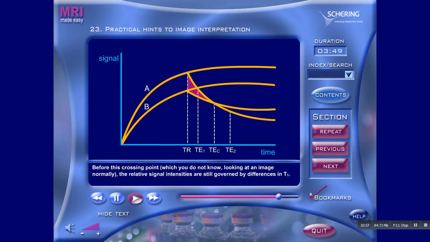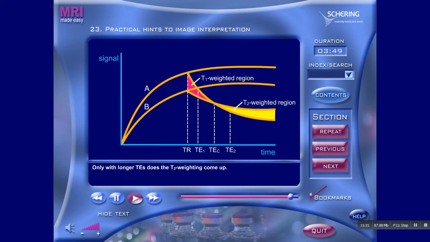Before this crossing point, which you do not know looking at an image normally, the relative signal intensities are still governed by differences in T1. The tissue with the shorter T1, or the higher proton density if we have a long TR, still has the higher signal intensity. Only with longer TEs does the T2 weighting come up. Think about that for a moment.